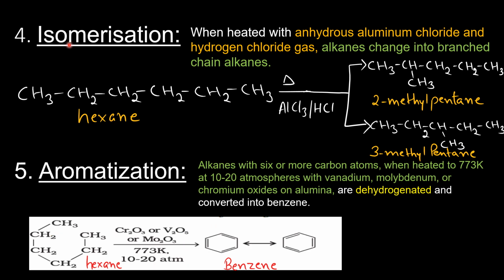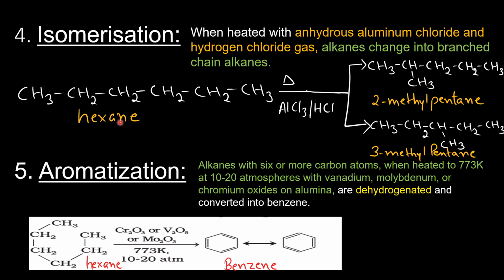Okay, let's talk about the fourth type, that is isomerization. We know isomerization is when we are changing hexane, or you can say any normal alkane, to its branched structures. So how can we get it? We can get it when we heat it in the presence of aluminum chloride and hydrogen chloride gas. So here you can see we have converted hexane into one of 2-methyl pentane and the other is 3-methyl pentane.